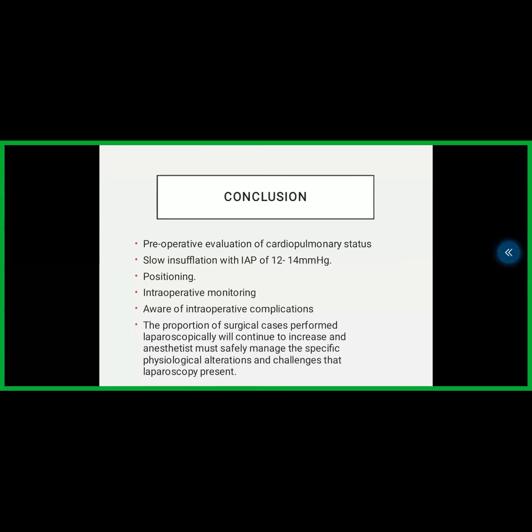In conclusion, preoperative evaluation of cardiopulmonary status is very important in patients coming for laparoscopic surgeries. Slow insufflation with intra-abdominal pressure of 12 to 14 mmHg is ideal. The positioning also has some effects on various systems. Intraoperative monitoring should also be done in these patients. The anesthesiologist should be aware of the intraoperative complications and be able to manage them. The proportion of surgical cases performed laparoscopically will continue to increase, and the anesthetist must safely manage the specific physiological alterations and challenges that laparoscopy presents.